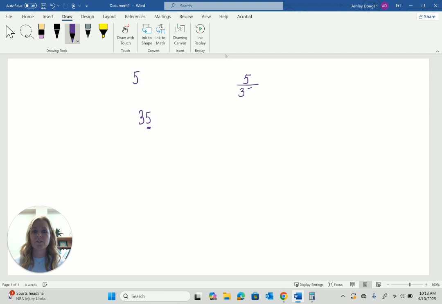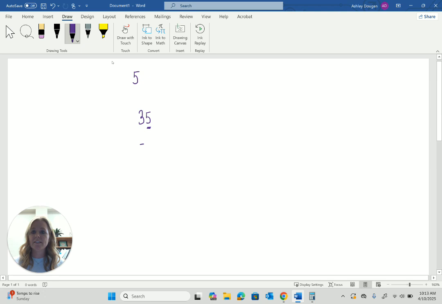So maybe I have a fraction that looks like this. And I know, well, both of these end in 5, so I can divide the top and bottom by 5 and reduce my fraction. That's how we would use these rules to help us simplify our fractions.